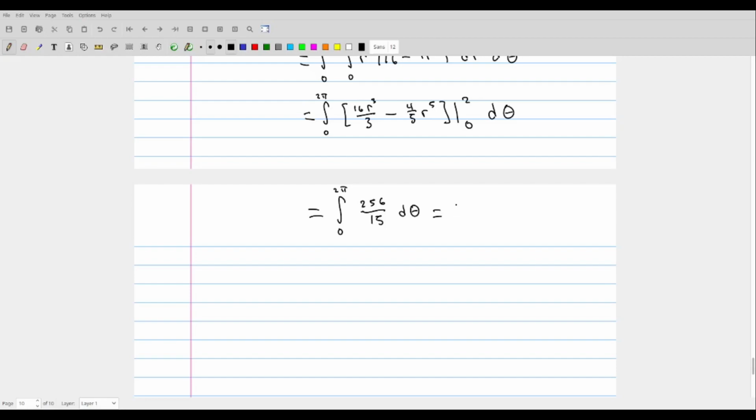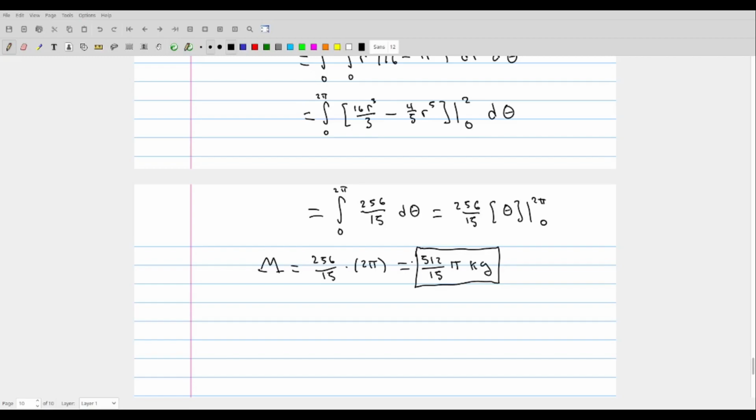Which then is just 256 over 15 times the integral of 1 d theta, which is just theta from 0 to 2 pi. So your final answer for the mass is going to be 256 over 15 times 2 pi, or 512 over 15 times pi kilograms.